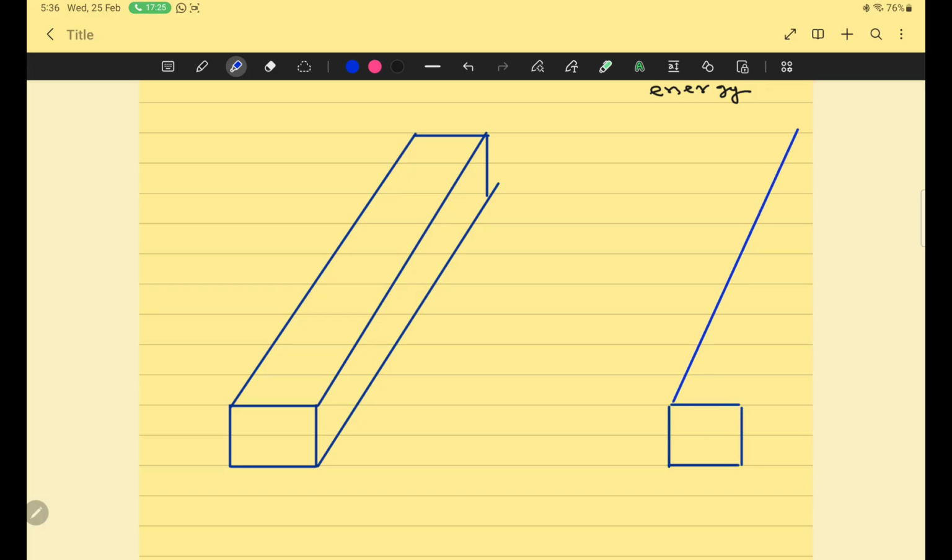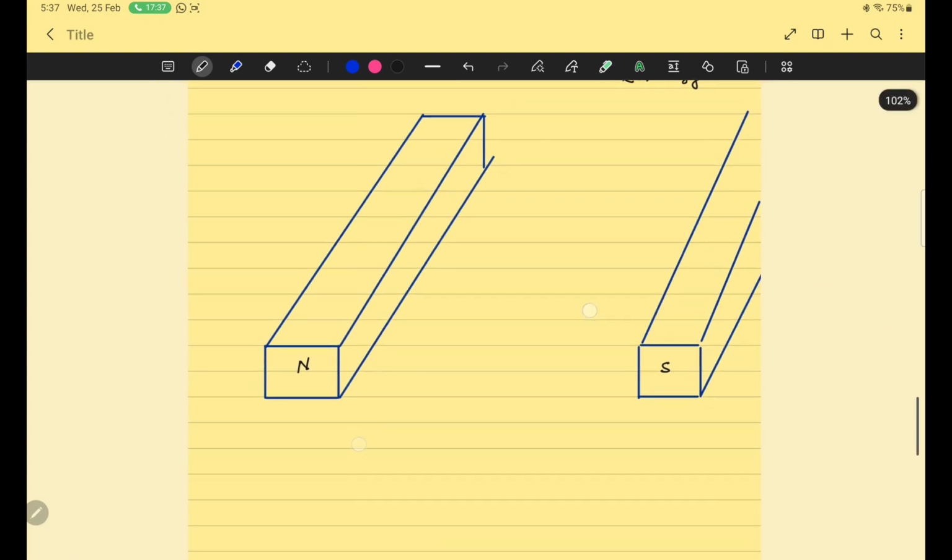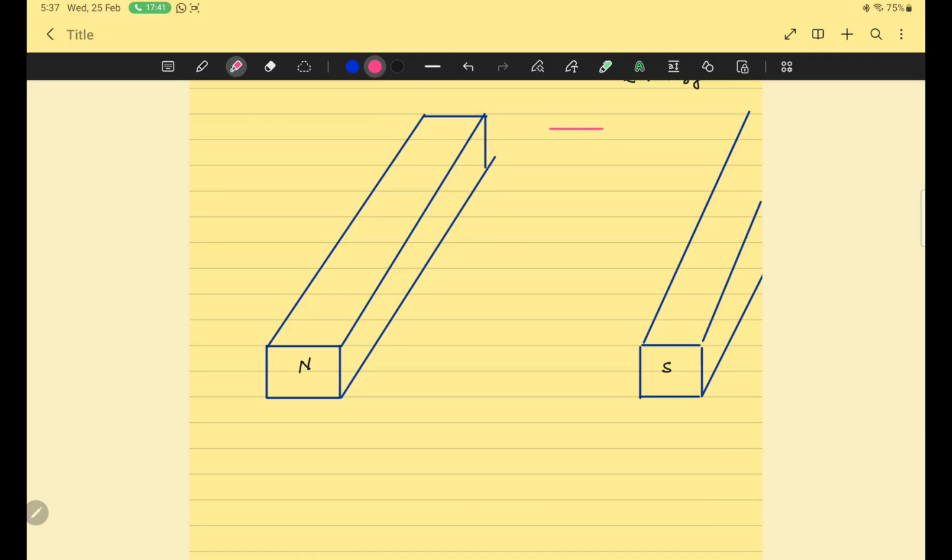And you know, a permanent magnet produces a magnetic field between its poles. Consider this is the North Pole. Consider this is the South Pole. Then obviously there is a magnetic field between the poles. And now this is a coil of wire.